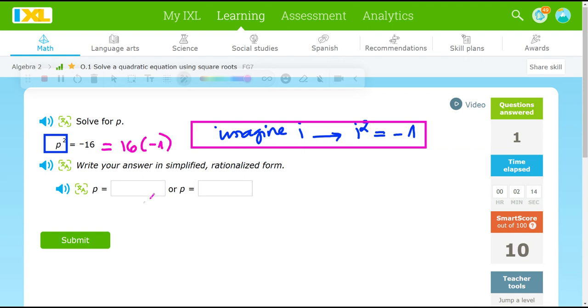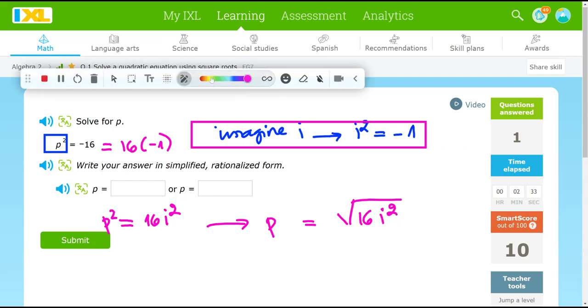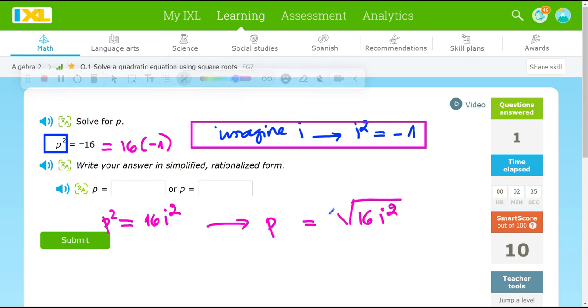Is that the same thing? Now negative 1, you substitute with i squared. Now you're ready to solve for p. You take the square root on the right side, so p should be equal to the square root of 16 i squared. But again, do not forget plus and minus.